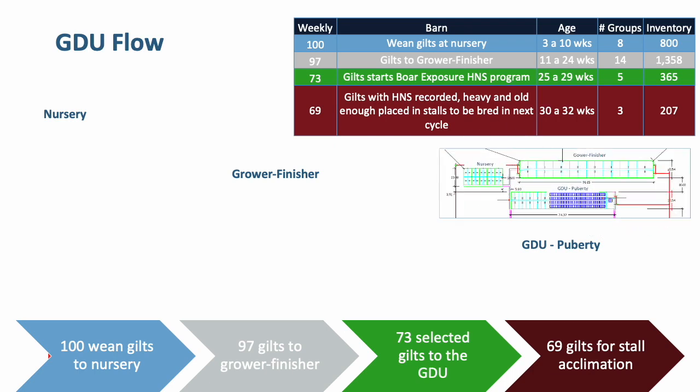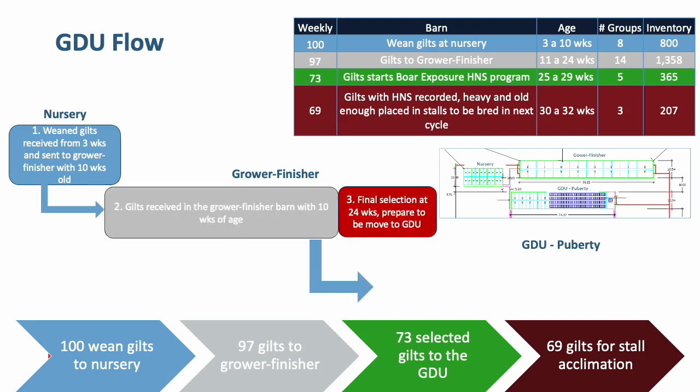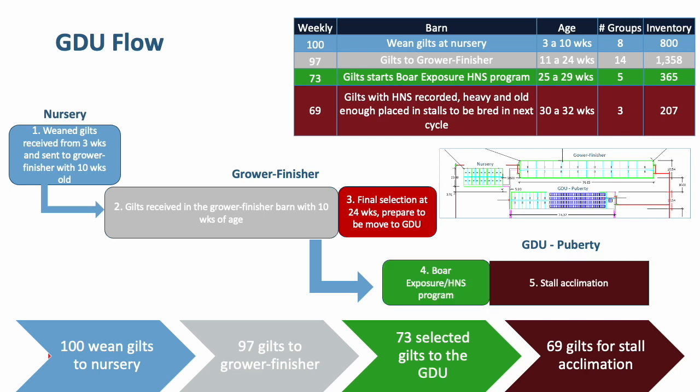Let's take a quick look at an example of what it might look like if we entered 100 gilts into the GDU around wean age. Unfortunately, we can expect some mortality, resulting in about 97 gilts that are sent to the grower finisher, where selection will occur. At 24 weeks of age, the selection process is complete. This could result in about 73 gilts being sent to begin boar exposure and the H&S program. And we have to remember that not all gilts will cycle, so consider about 69 gilts being ready for the insemination process each week, and we have to remember that not every single gilt that's placed into the nursery will make the cut.